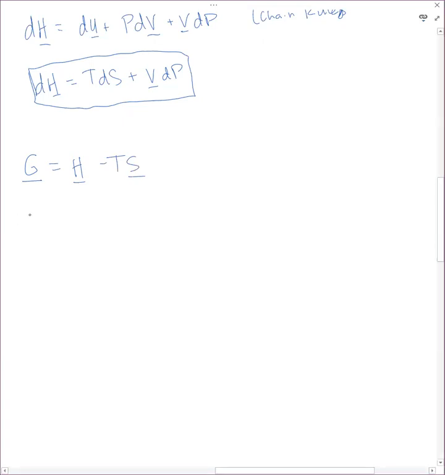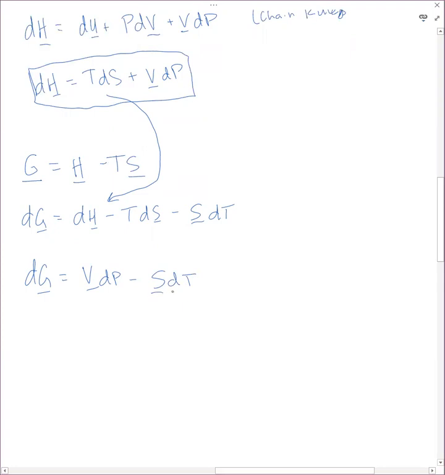Again, taking the total derivative, dG is equal to dH minus T dS minus S dT. Plugging in my expression for enthalpy, which I just derived, TdS plus VdP, for dH, the TdS's cancel, and I'm left with my third fundamental property relationship: dG is V dP minus S dT. All right, one more. Should be getting the hang of these now.